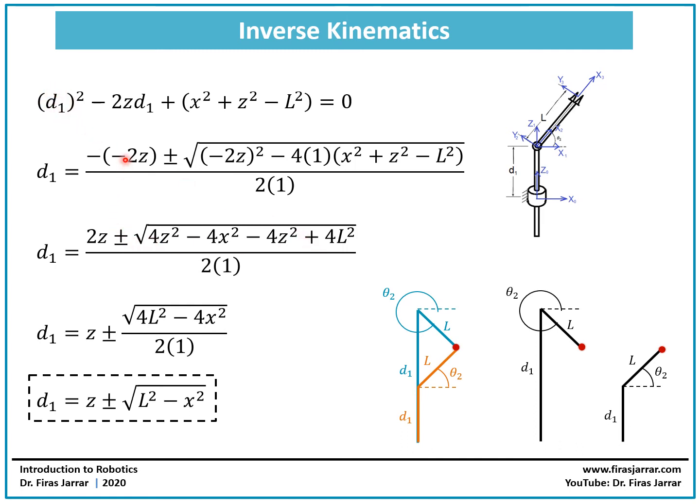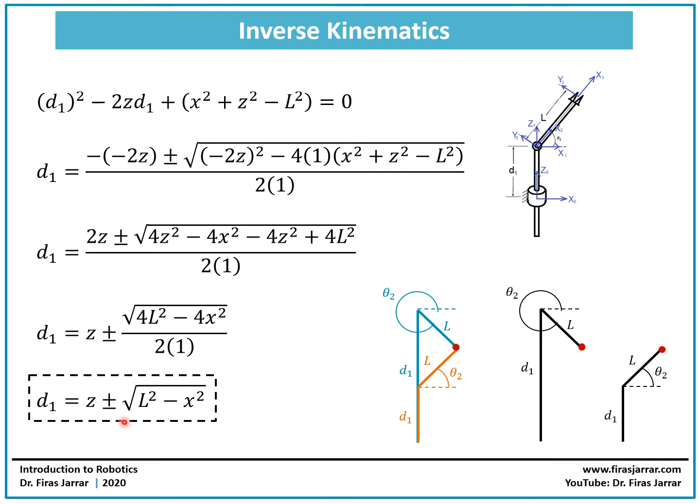This can be simplified. The minus sign will cancel out, the 2 will cancel out with the 2 here, so we'll have a z. 4z squared will cancel out with the minus 4z squared, and the 4 can be taken out of the square root to become 2 and cancel out with the 2 here. So we'll have d1 is equal to z plus minus the square root of L squared minus x squared. The interesting thing here is that we have two solutions, one plus and one negative.